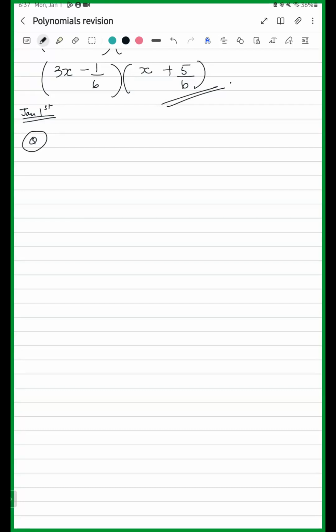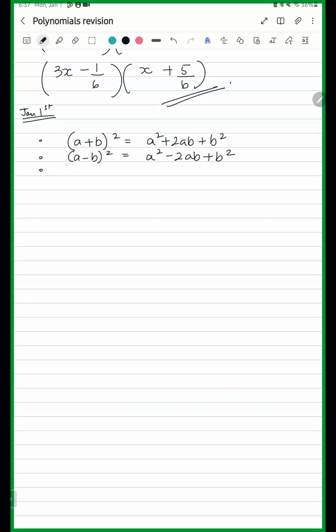Before we start factorization, before we start doing some questions on that, let's first revise some identities, okay? So (a + b) whole square is a square plus 2ab plus b square. (a - b) whole square is a square minus 2ab plus b square, right?